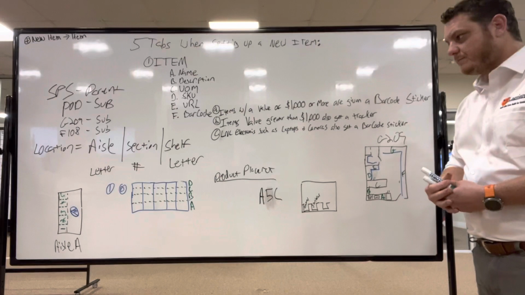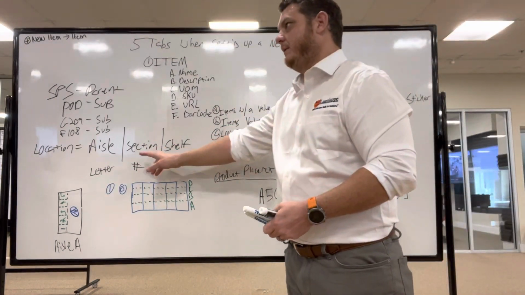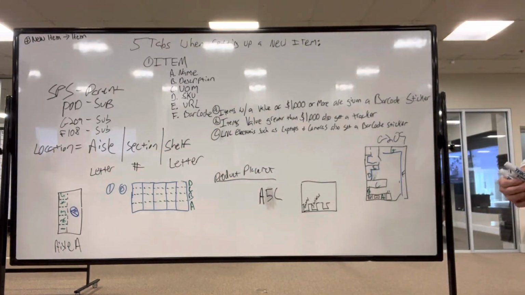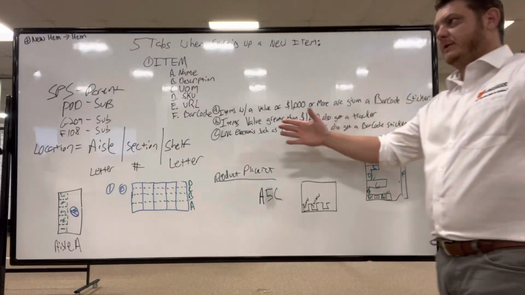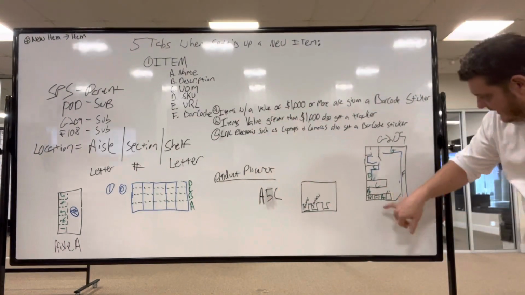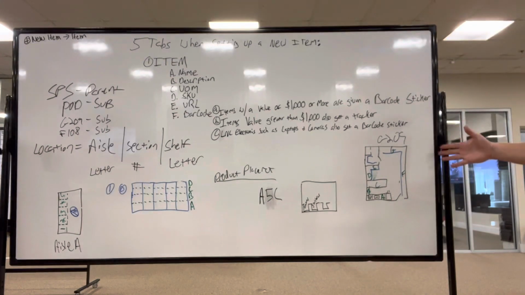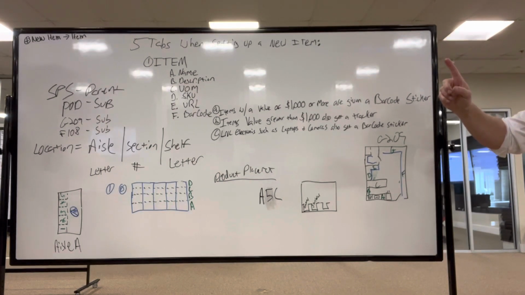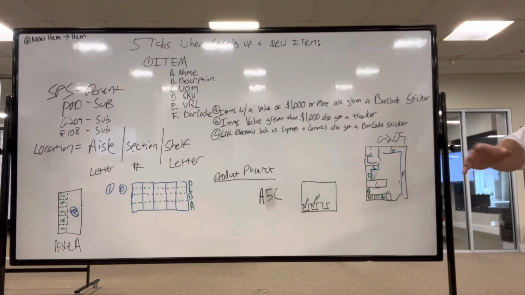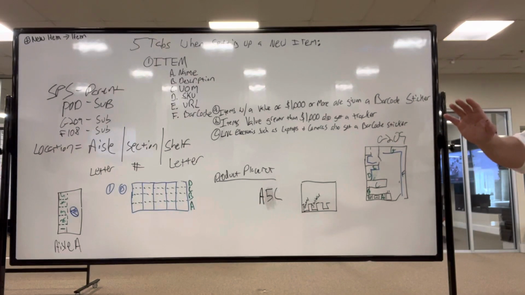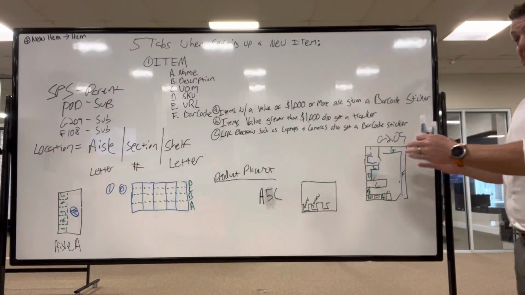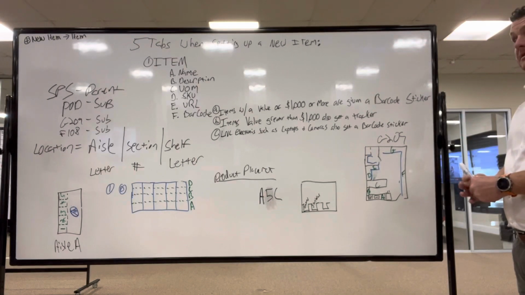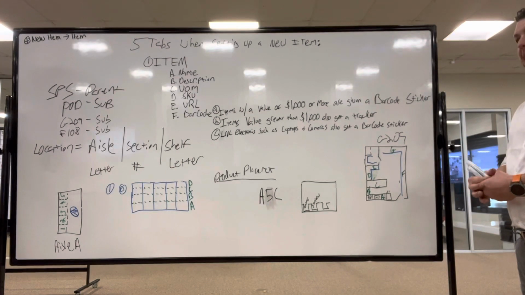Different areas. Sections are important. You may have a small shelf right here, B, that might only be 4 feet wide. Well, that's okay. It'll only have one section. It won't have section 2, section 3. You know what I mean? But it's important to name it section 1. Does that make sense? Yes, sir. So it doesn't matter how many sections or how many shelves an aisle has.